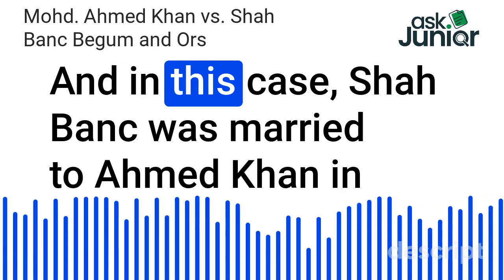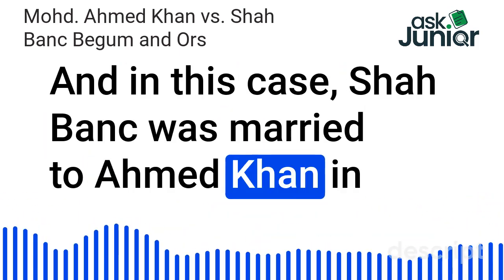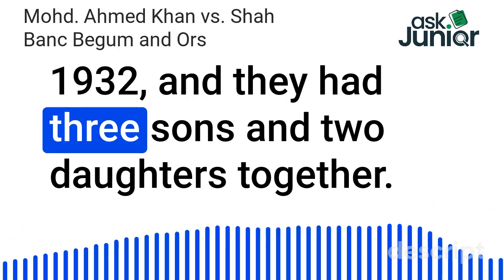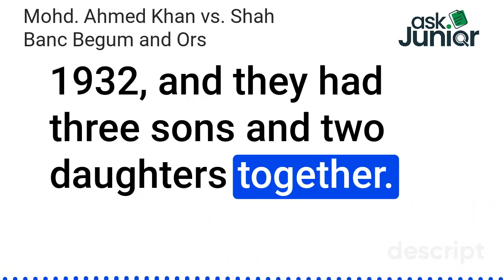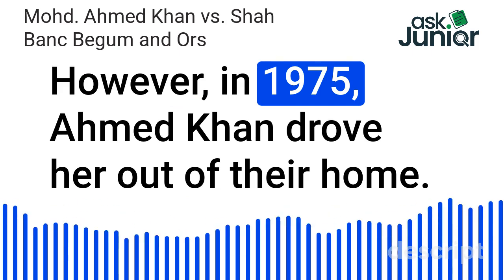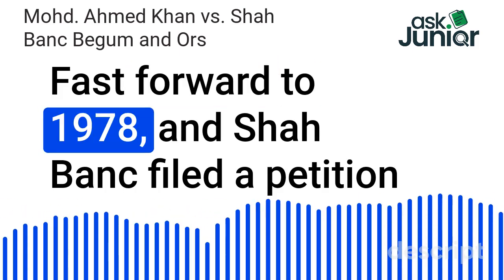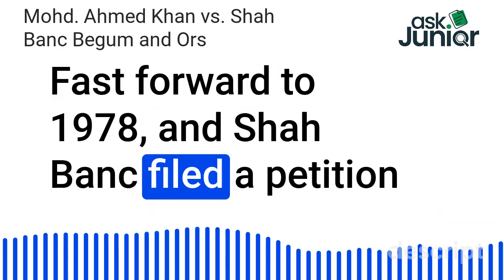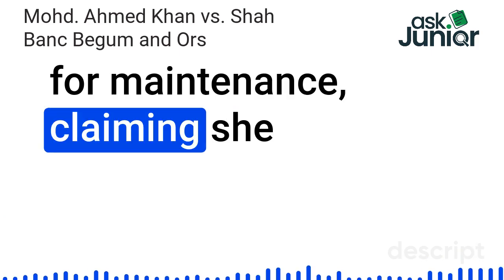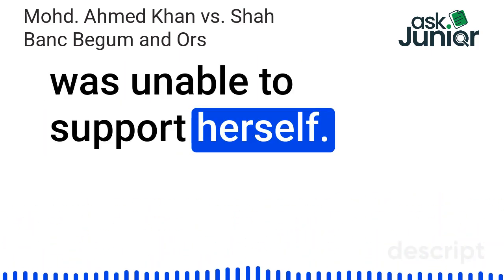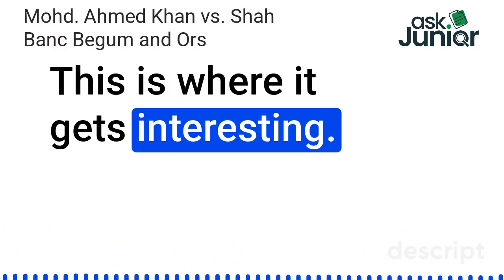Exactly. And in this case, Shah Bano was married to Ahmed Khan in 1932, and they had 3 sons and 2 daughters together. However, in 1975, Ahmed Khan drove her out of their home. Fast forward to 1978, and Shah Bano filed a petition for maintenance, claiming she was unable to support herself. This is where it gets interesting.